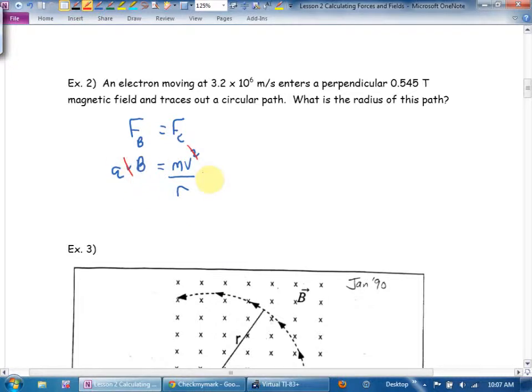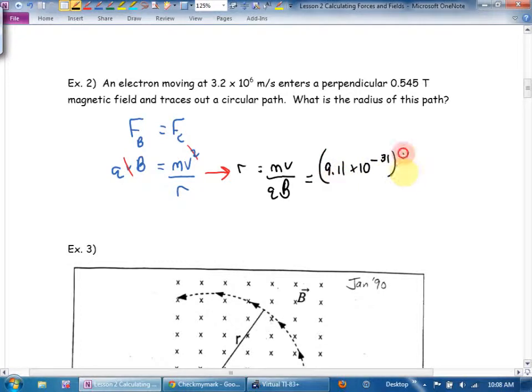What's this question want me to find? R equals MV over QB. Now let's plug and chug. M, mass. Which mass? Mass of what? Electron. $10 says that's on my formula sheet somewhere. It's 9.11, but I can never remember the times 10 to the... 9.11 times 10 to the negative 31.